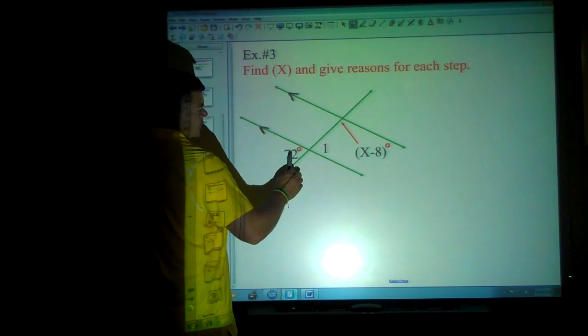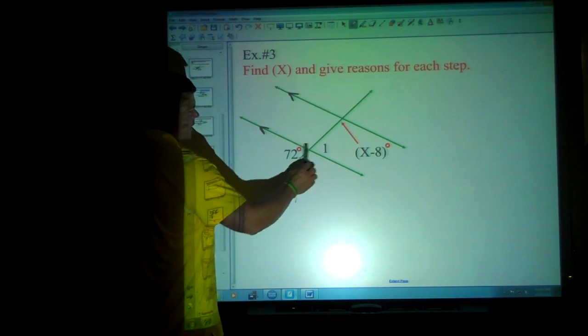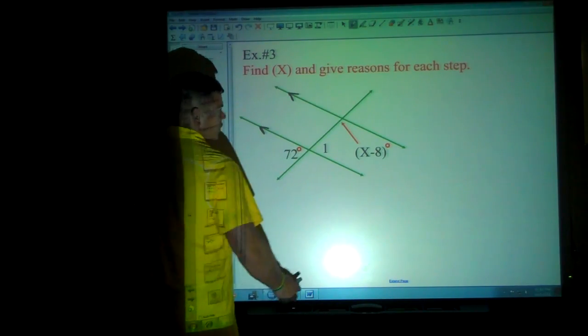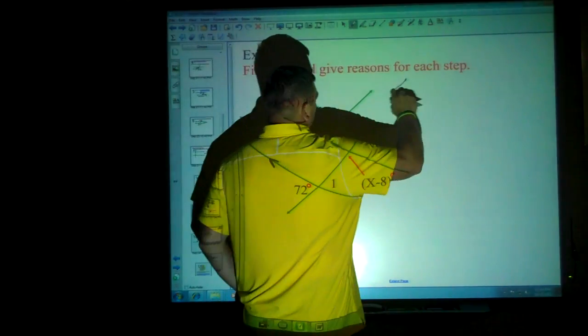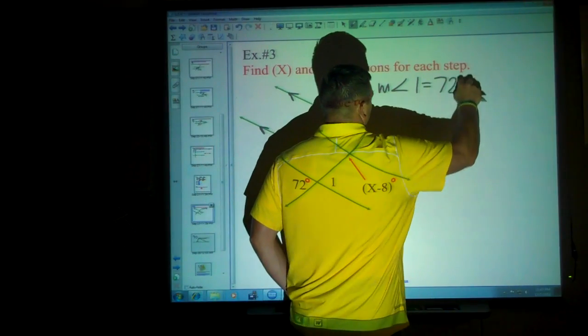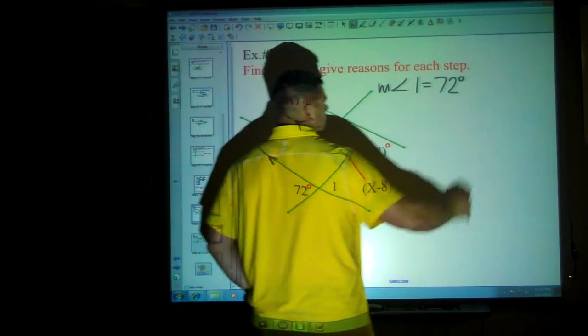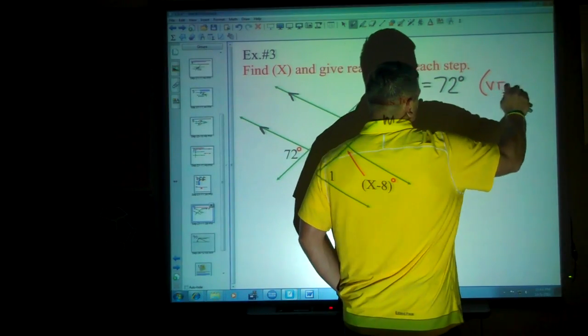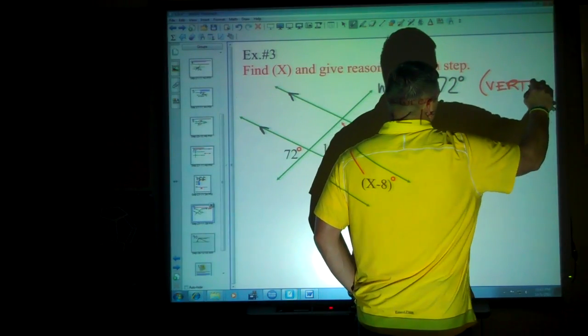This right here, 72 degrees, and this number 1, they're vertical angles. So you can figure out right now that angle 1, the measure of angle 1, is 72 degrees. And we know that because they are vertical angles.